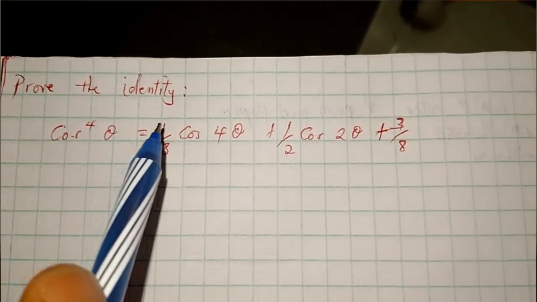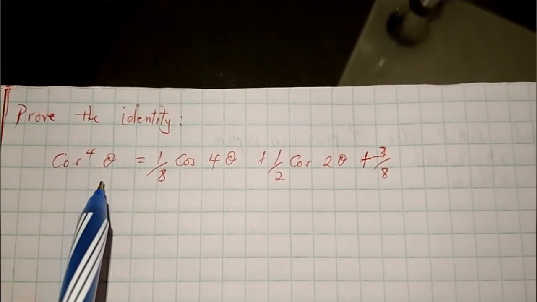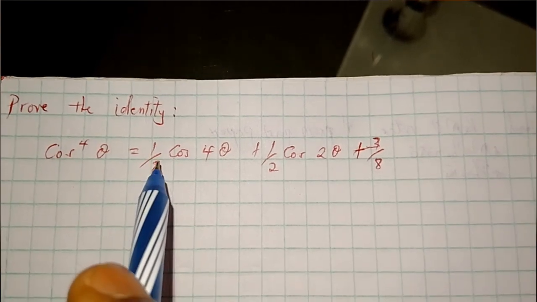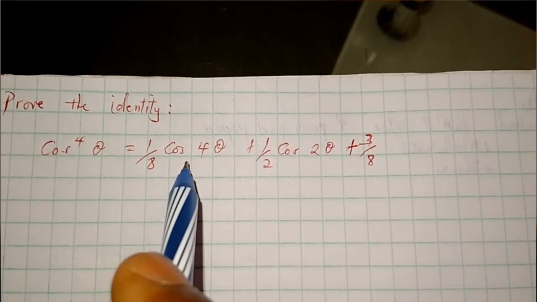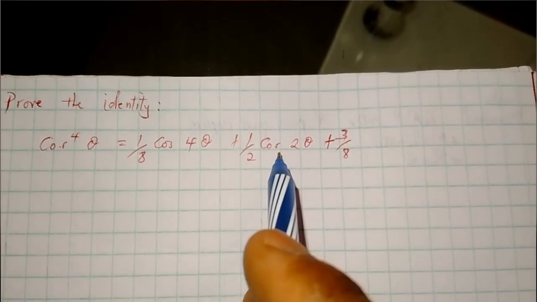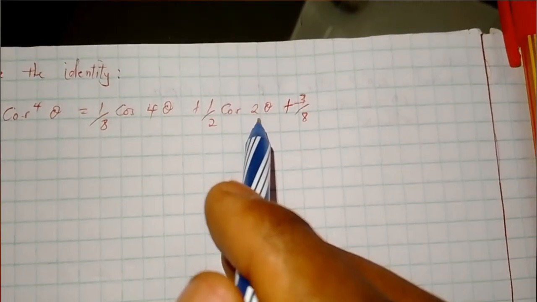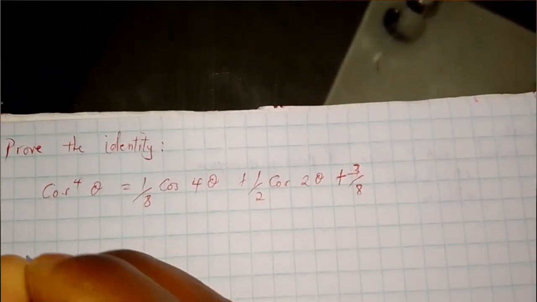Prove the identity cos to the power 4 theta is equal to 1/8 cos 4 theta plus 1/2 cos 2 theta plus 3/8. Solution.